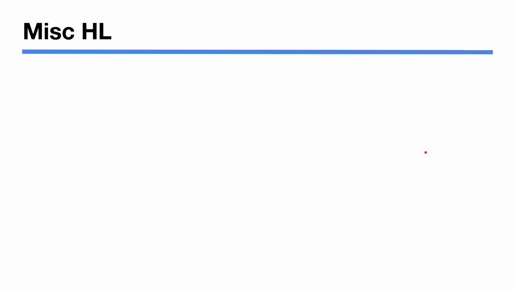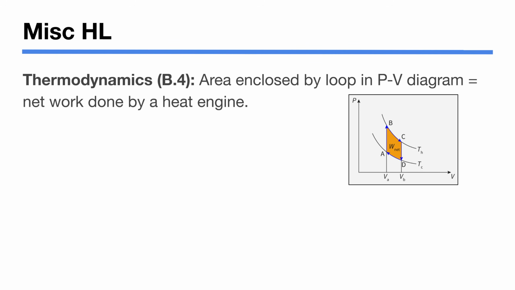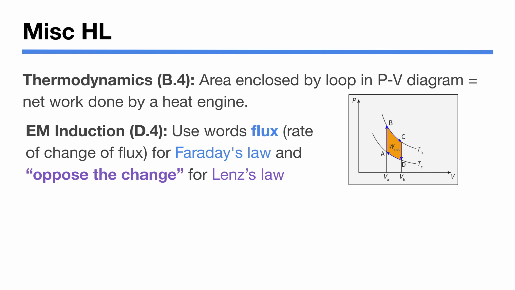All right, and last, some other random HL stuff. Thermodynamics, one good thing to know, again, a graph that if you see it, get excited because you're like, ooh, pressure volume graph with a heat engine. I know the story. I got to take the area inside the loop here. That's the work done in one cycle of a heat engine. Oh yeah, that's a good piece of trivia to remember.